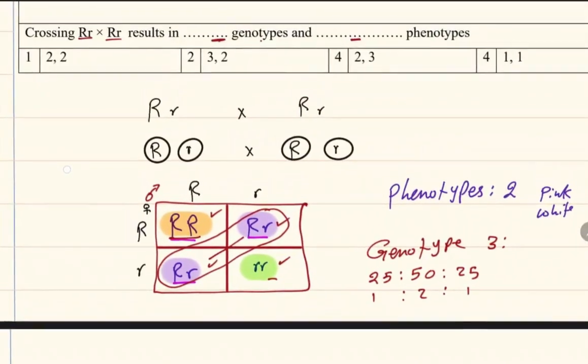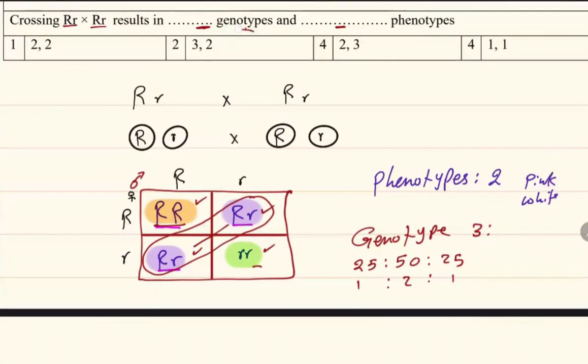The question here says, how many genotypes? And we found out that the genotypes here we have 3. And how many phenotypes? And the phenotypes we found them 2. So where is 3 and 2? That is going to be 3 and 2, choice number 2.